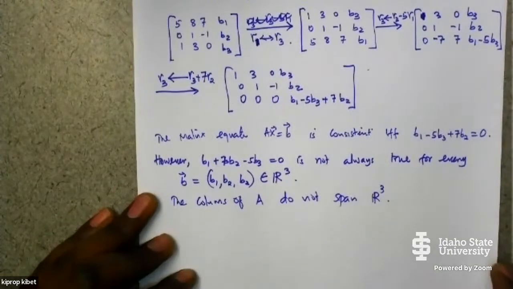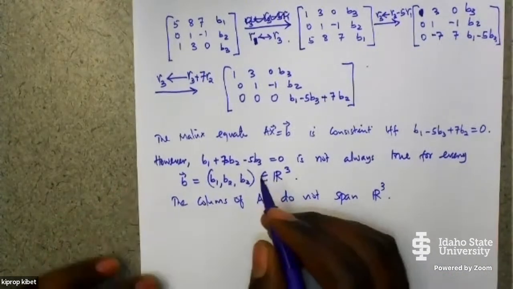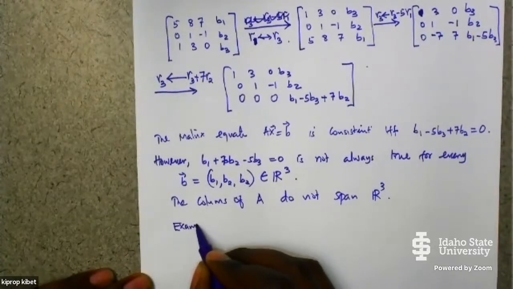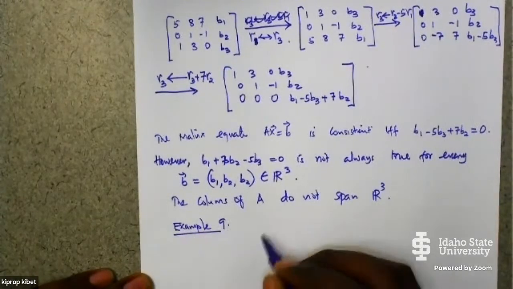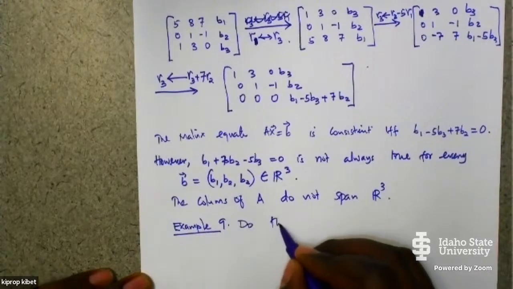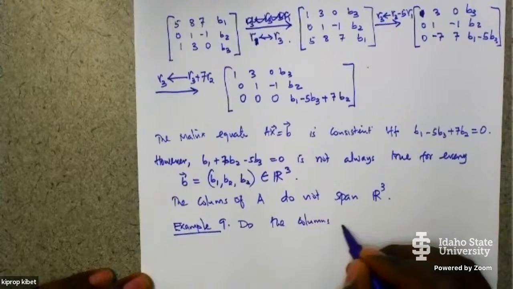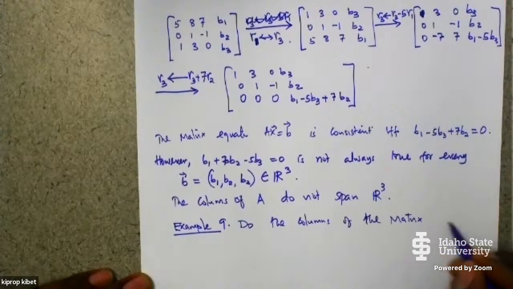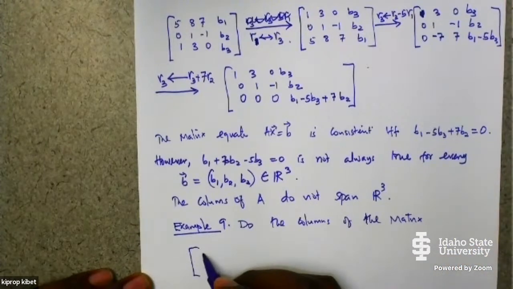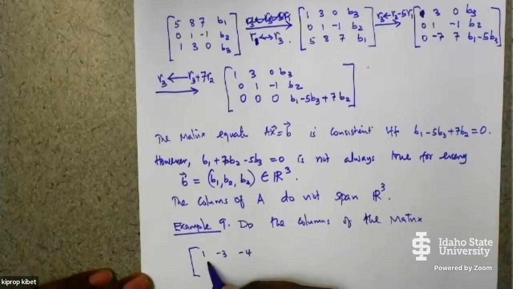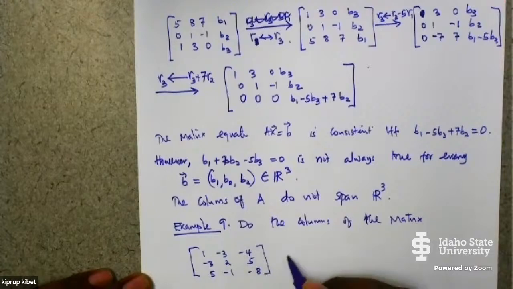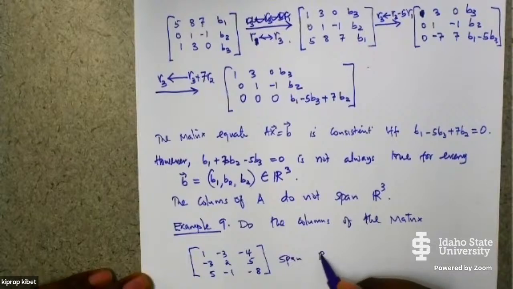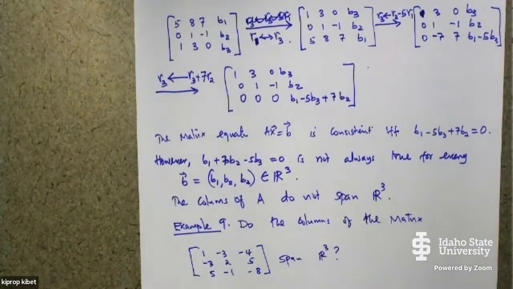Okay, let's look at another example, example number 9. Do the columns of the matrix 1, -3, -4, -3, 2, 5, 5, -1, -8 span R3?